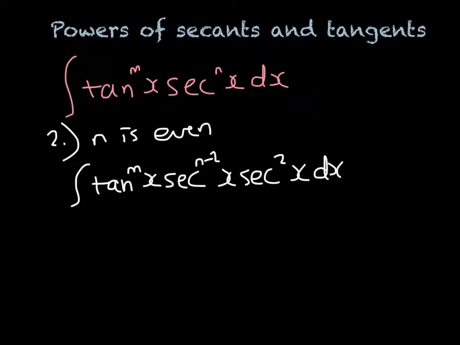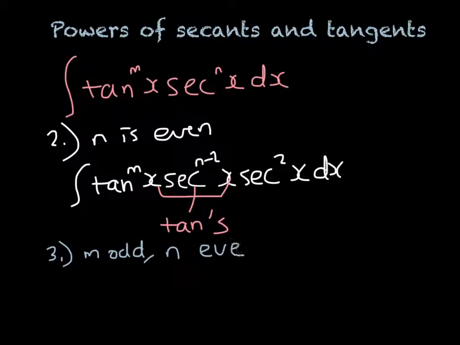And then we'll convert our secants into tangents, leaving us with a polynomial in tangent and the derivative of tangent right here. And in the case where m is odd and n is even, then you can choose either of the above strategies. But if m is even and n is odd, then there's no set method and you'll just have to play around with it again.